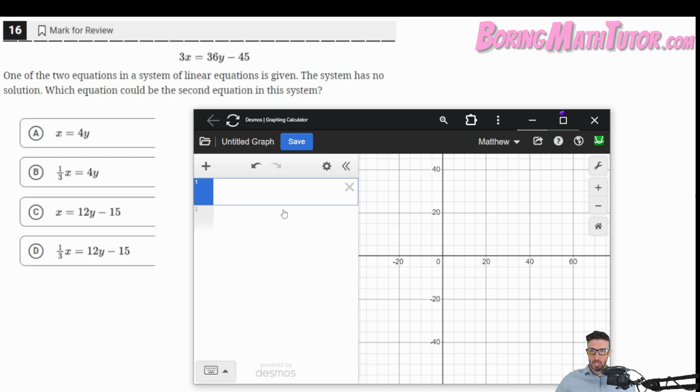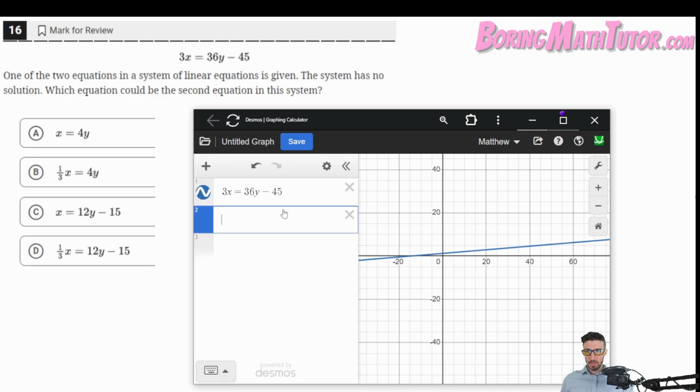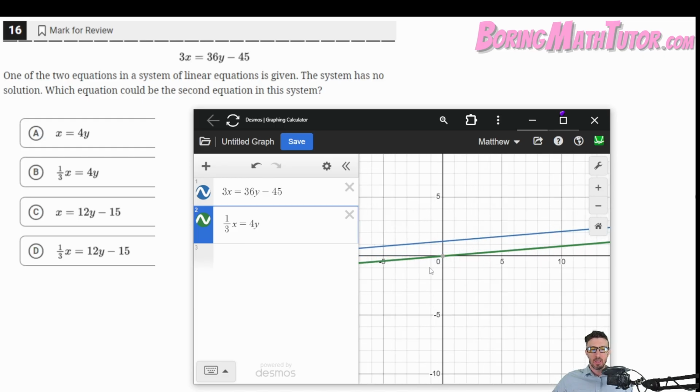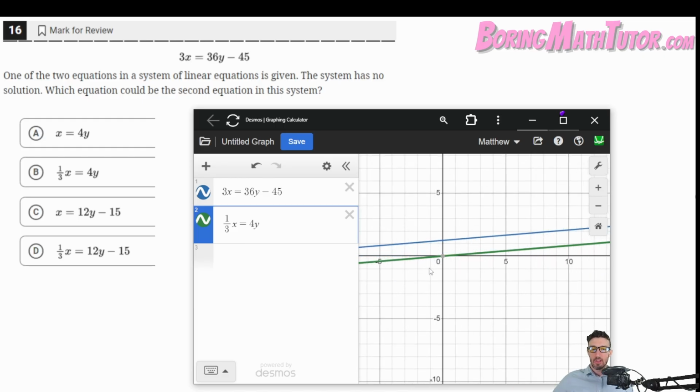All right, I'm going to show you how to use Desmos for this one. You start off by just typing in the original equation, and then they said that we have no solution. So what we can do is just keep typing in each of those answer choices until we get parallel lines. That's not what we have here, so I'm going to move on to the next one. So again, you want to remember this parallel lines trick for guaranteeing that you have no solution.